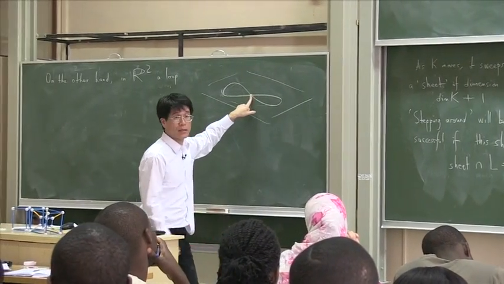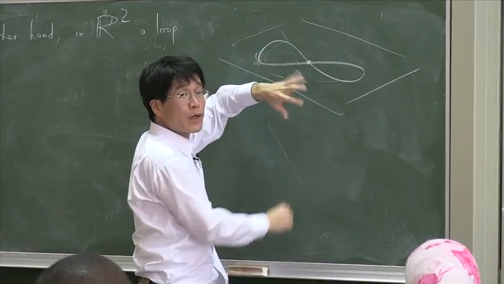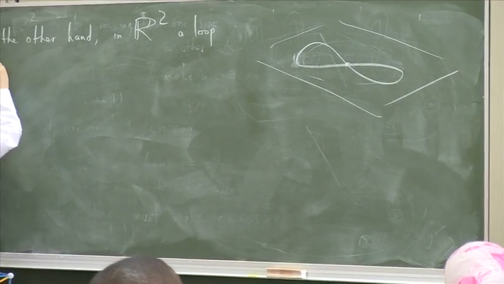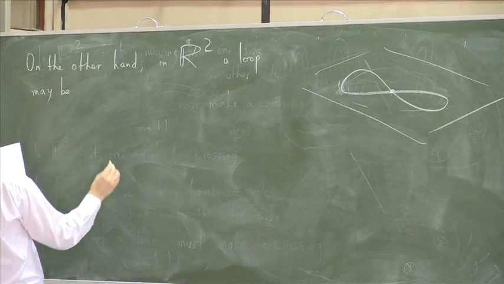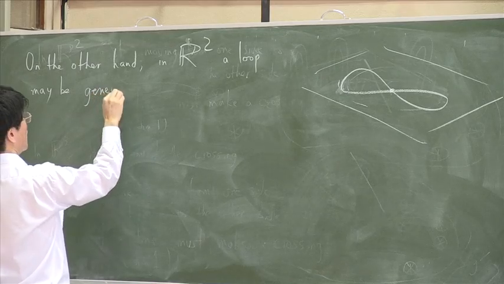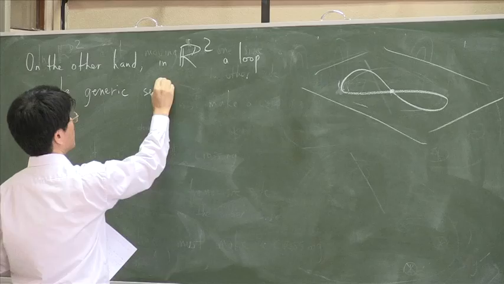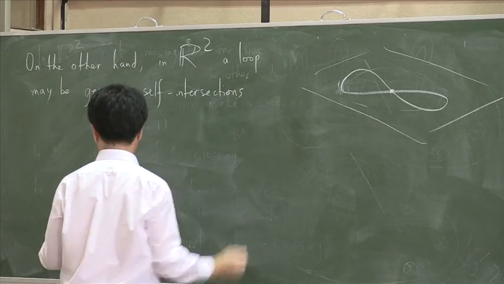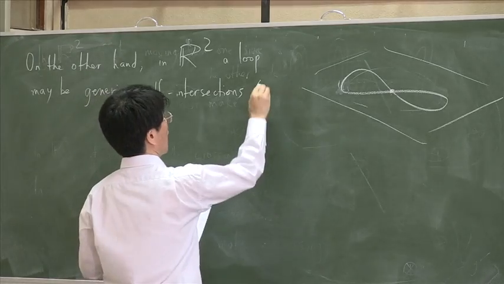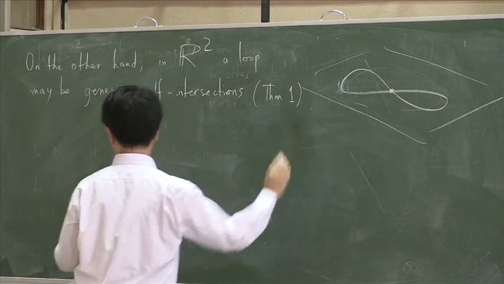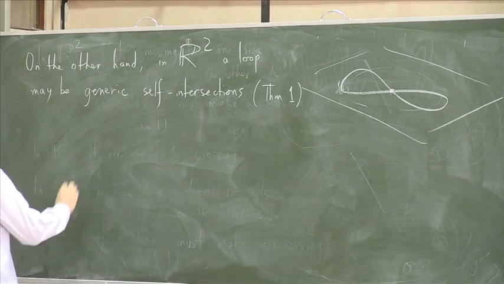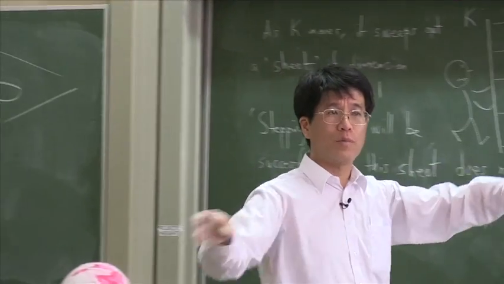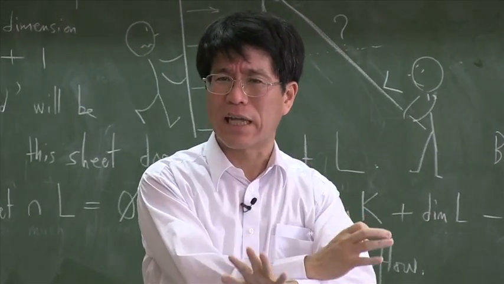For example, this is stuck. However you move it, this crossing will survive. So in R2, a loop like this may have generic self-intersections, in other words, intersections that cannot be made to disappear by small perturbations. And that's by theorem 1, if you do the calculation of the overflow. So it means that in R2, usually knots or loops have self-intersections, which we don't like.